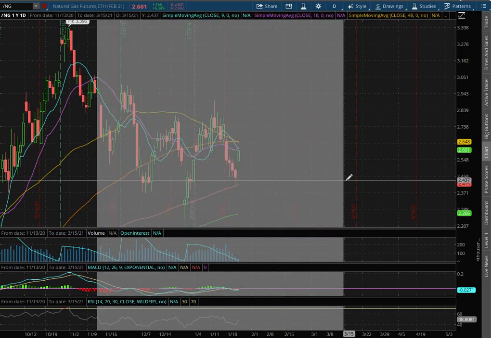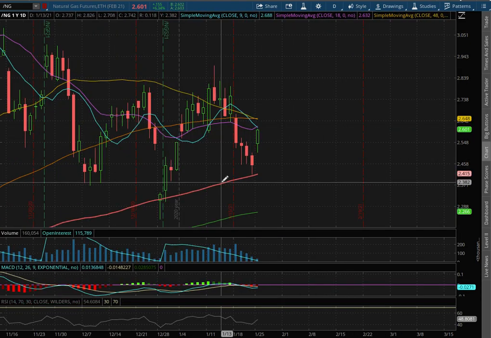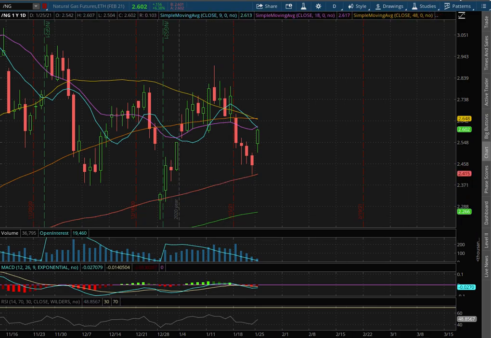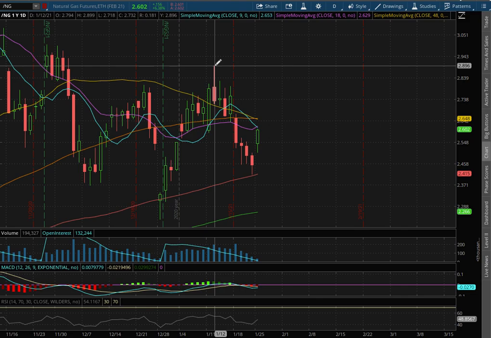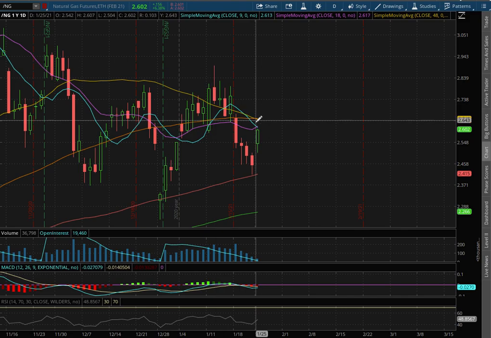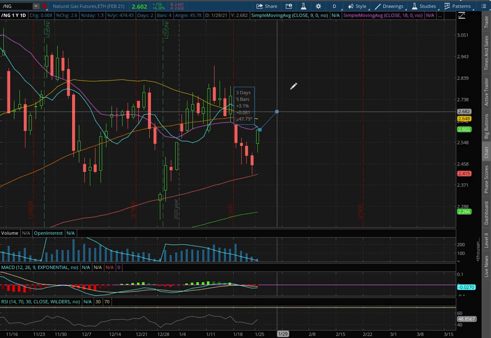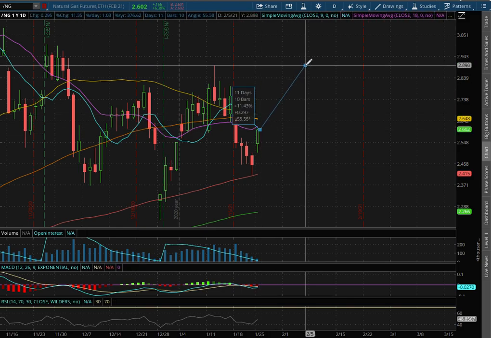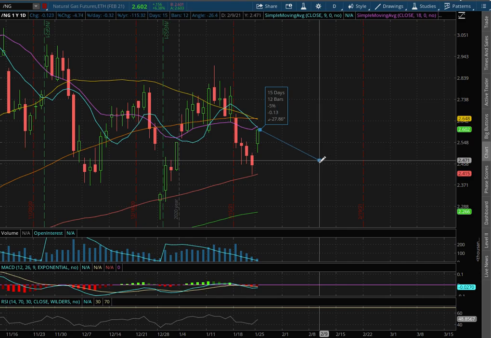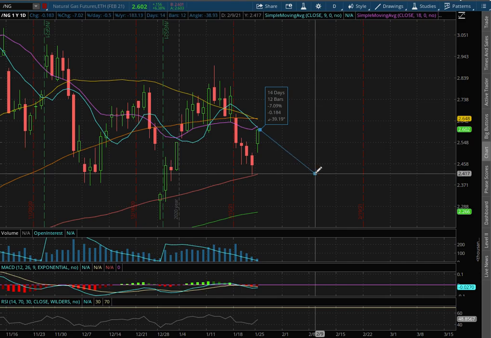And for support, that'll be where you have the 150 moving average, this red line, at a price of $2.42. And as for resistance, that'll be where you encounter the highs made back on January 12th at the price of $2.90. If we were to test that resistance, that price movement to the upside is roughly around 11.4%, and to test support, that is around 7.1% to the downside.